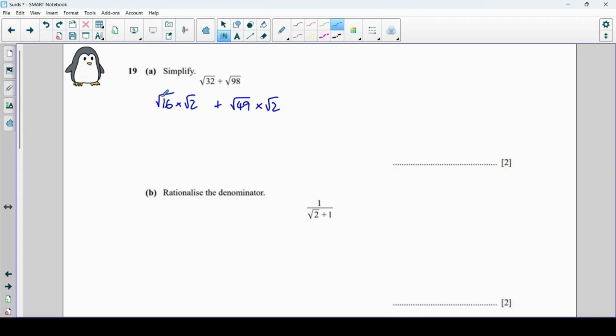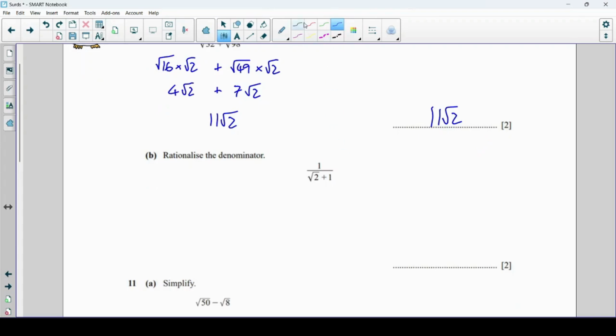Okay, so root 16, well, that's 4. So this one here is 4 root 2. And root 49, that's 7. So we're left with 4 root 2 plus 7 root 2. And those two things we can add up. It's like having 4x add 7x and adding them up. So 4 root 2 plus 7 root 2 is 11 root 2.